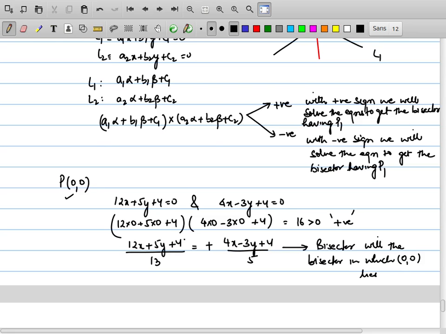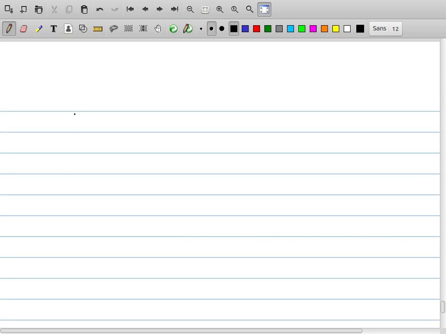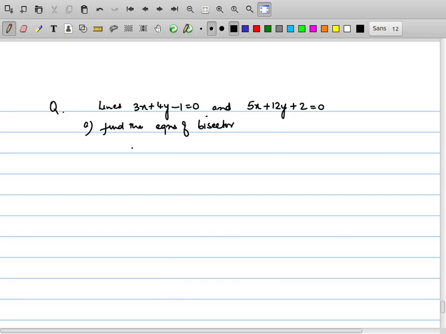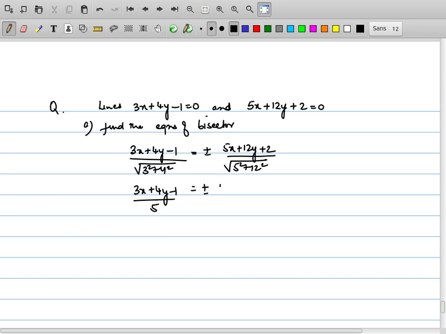Okay. Now what we'll do, we'll take a question and solve all the cases now. Let's say we have lines 3x plus 4y minus 1 is 0, and let's say 5x plus 12y plus 2 is 0. Now, first part, find the equations of the bisector. Now this is the easiest one. What we do is (3x plus 4y minus 1) upon square root of 3 square plus 4 square equals plus minus (5x plus 12y plus 2) upon square root of 5 square plus 12 square. What do we get? (3x plus 4y minus 1) upon 5 is equal to plus minus (5x plus 12y plus 2) upon 13. We'll cross multiply.